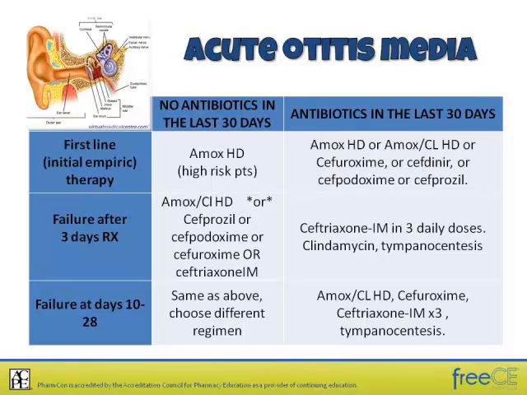First of all, we have to remember that watchful waiting is the first route to go. Most kids really don't need antibiotic therapy for acute otitis media. It's been said that it's probably 75% of all the kids that get prescriptions really don't need them. So the first line is going to be watchful waiting, using ibuprofen, using acetaminophen, and I'll cover those dosages later in the lecture for you. So the first line for initial empiric therapy is amoxicillin HD, which is high dose, which is 90 milligrams per kilogram, and this is for your high-risk patients.